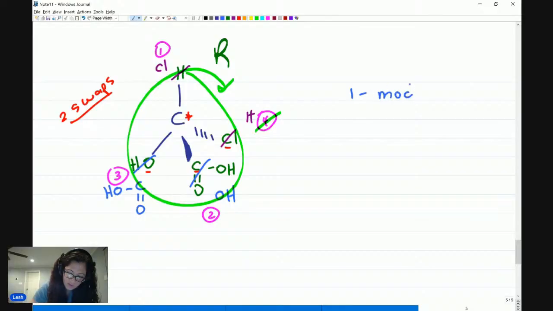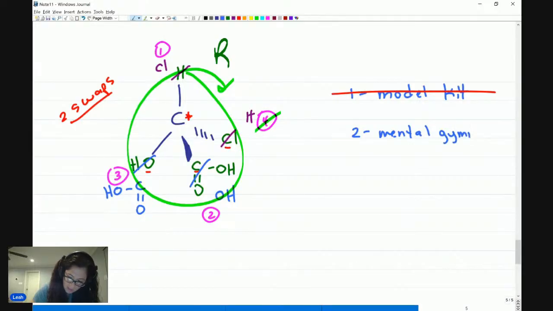Option 1 was to do this with a model kit. This is what a lot of professors teach. I'm going to say absolutely not. It's a waste of time. Option 2 is faster than a model kit, and that is doing mental gymnastics. But for the average student like myself, mental gymnastics are too difficult.